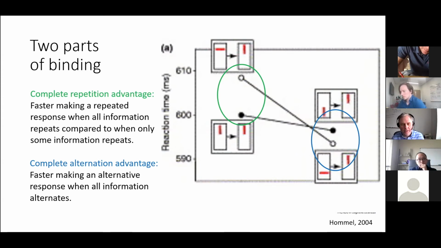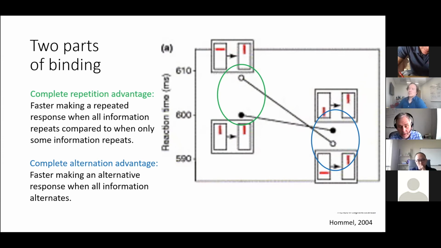So there are these two parts, and Hommel has explicitly argued that these are really two sides of the same coin, that what really happens is that in either case, you have to encode the current event, and if the event has some overlap with the previous one, you're going to retrieve the previous one, and that's going to lead to trouble if there's any overlap with the current one. So you should see a complete repetition advantage or a complete alternation advantage. They should be basically the same. But the point is that they aren't always the same, and we don't really have a principled reason for understanding why that might be.